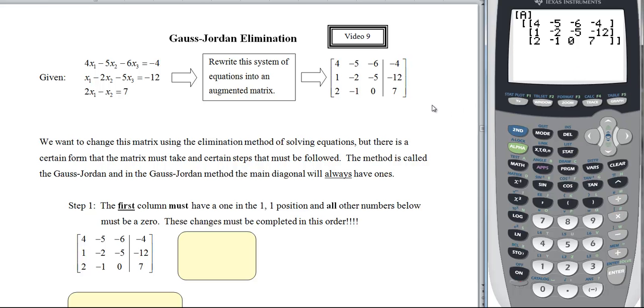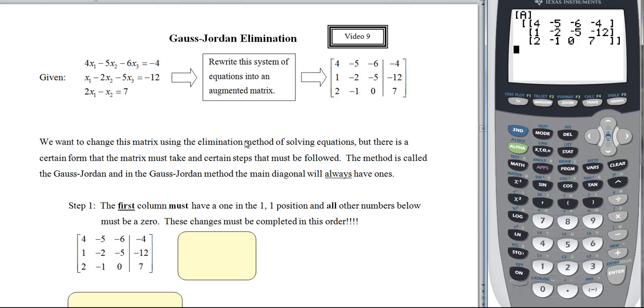Now we want to change this matrix using the elimination method of solving equations, but without having to keep all the variables and everything with us. Because if it's in the first column, these are coefficients that belong to the x sub 1 variables. And if it's in the second column, these are the coefficients with the x sub 2 variables. If it's in the first row, it's one of our equations. So everything is here, like we've done before.